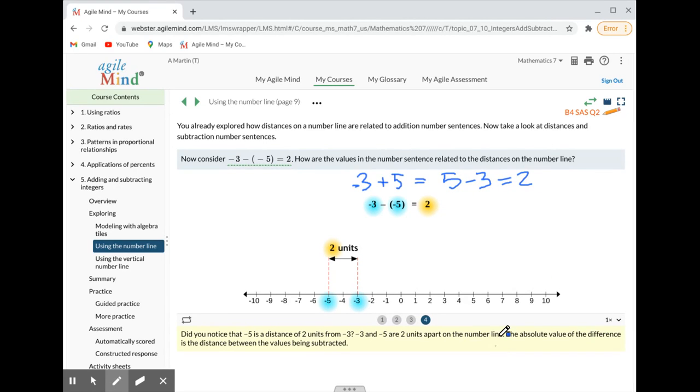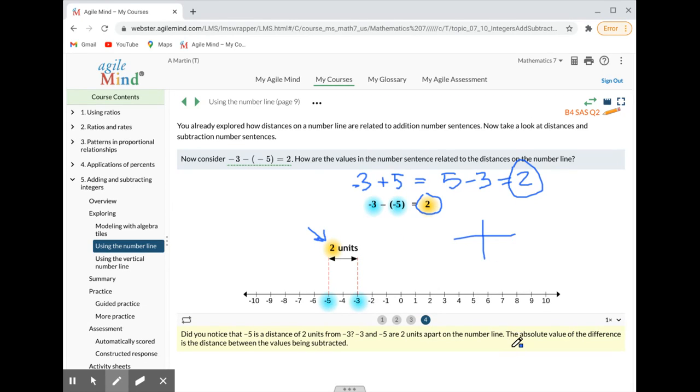All right? This is the same as this, but doing it this way is pretty quick. Because we know that 5 has a greater absolute value than -3. And since 5 has a greater absolute value than -3, we know that our answer is going to be a positive answer.